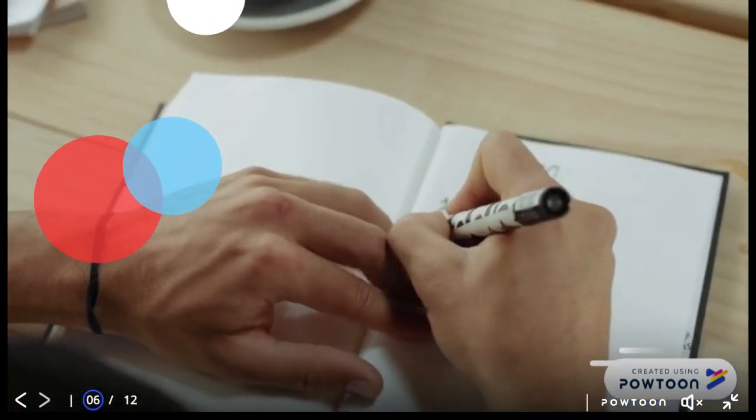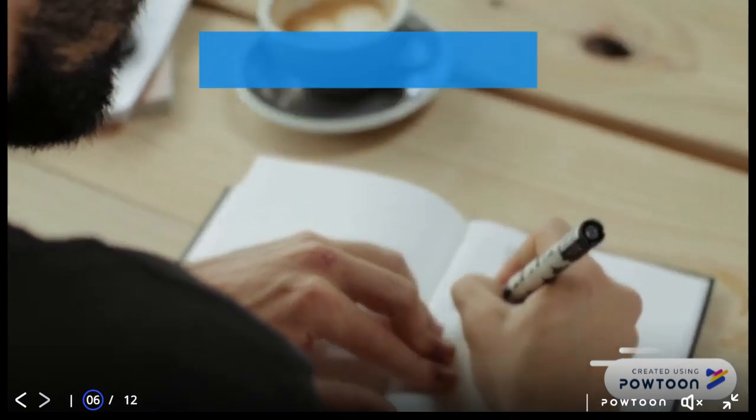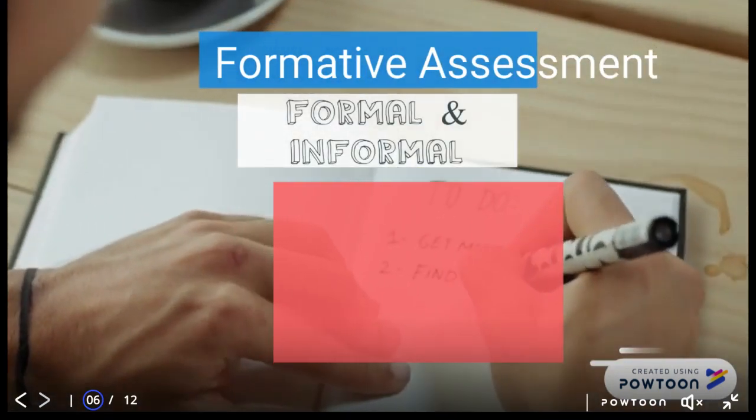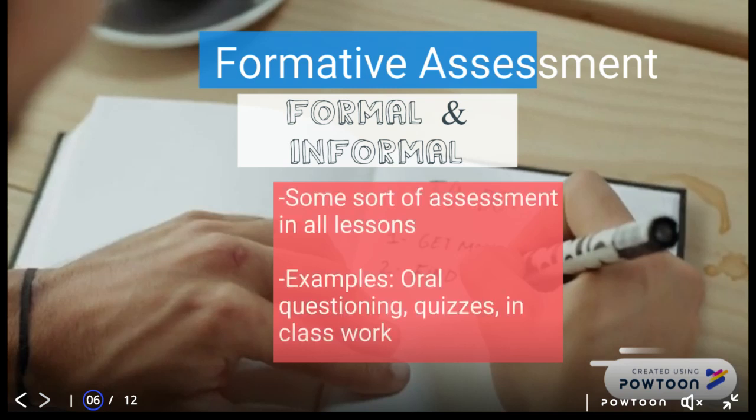Another type of assessment that could be used in the classroom is formative assessment used during lessons. This could be formal and informal for students. You want some sort of assessment in all lessons, but it could be more simple oral questioning or more detailed, such as quizzes, classwork, handouts. Teachers can walk around the classroom, listen to class discussions if you do group work, and just kind of see where your students are at.